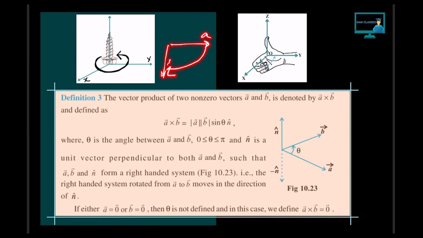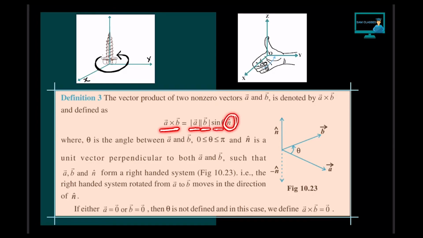So when I curl it like that, or we can take it like this: A vector, curl it around B vector. Perpendicular to that, you'll get a vector C, which is the cross product of A vector and B vector. Okay, that's simple. So A vector cross B vector is what? Mod of A, mod of B into sine theta.